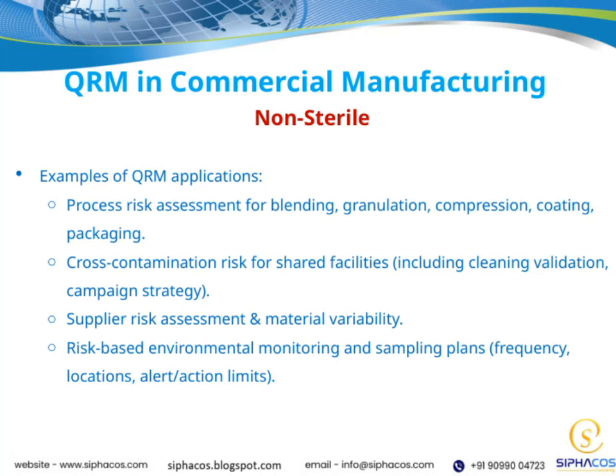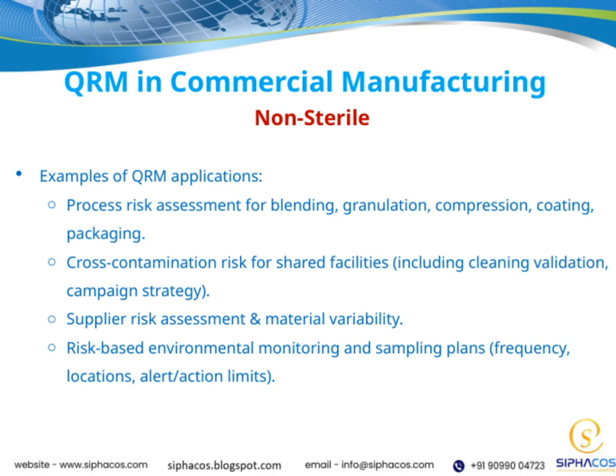Let's take a closer look at some practical examples of QRM applications in real-world scenarios. First, we have process risk assessments, which are essential during stages like blending, granulation, compression, coating, and packaging. These assessments help us identify potential risks at each step and implement controls to ensure product quality. Next, cross-contamination risk management is critical when sharing facilities. This includes validation of cleaning processes and developing campaign strategies to minimize contamination between different products or batches.